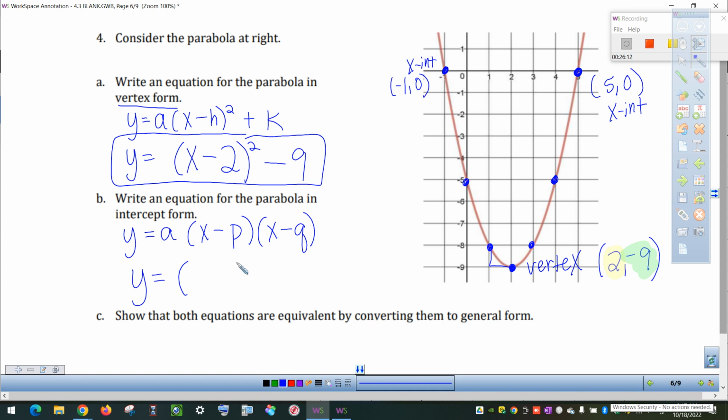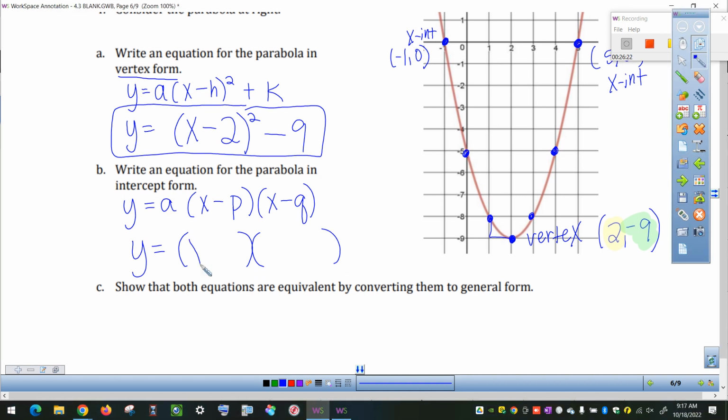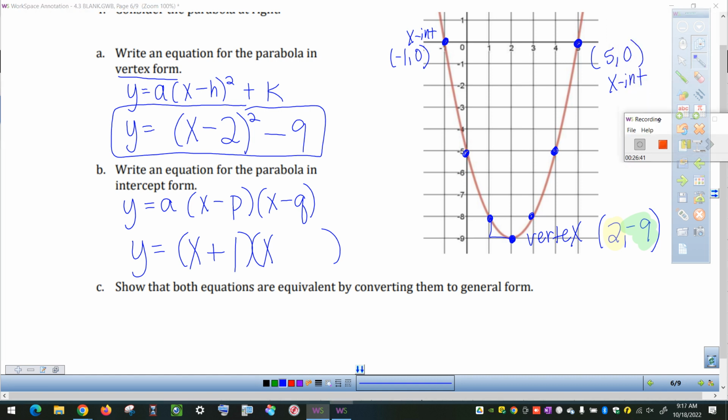Now remember, it's going to look like it turns into the opposite sign when it goes in our parentheses. So let's start each one with an x in front. For the first x-intercept, we're thinking about subtracting -1. Well, if we subtract -1, that's the same thing as adding 1. In the second one here, we're subtracting 5, but that's just going to make it look like x minus 5. So that's how we can go backwards, starting with the intercept, turning it back into an equation.